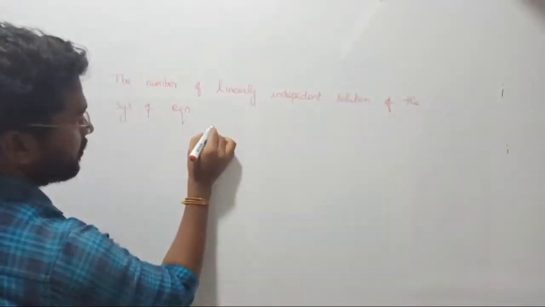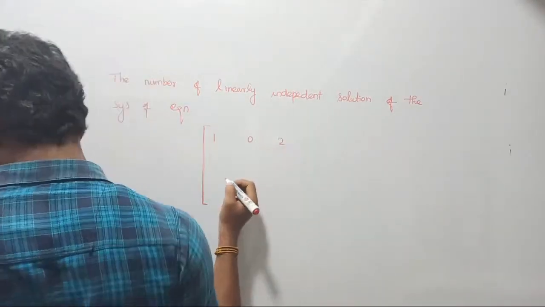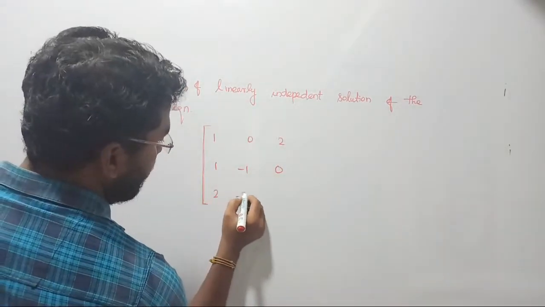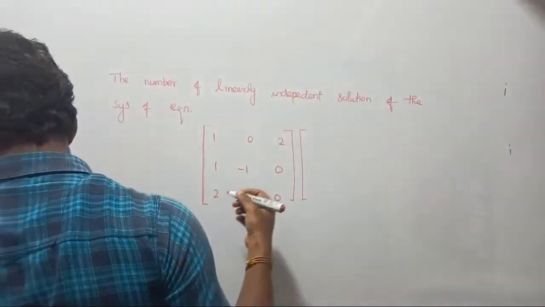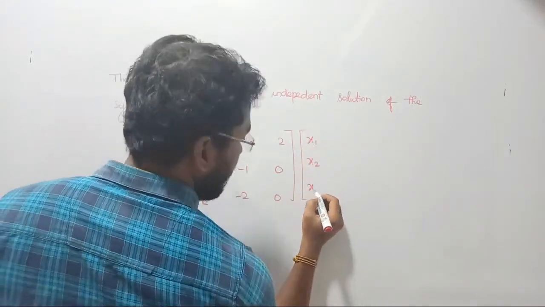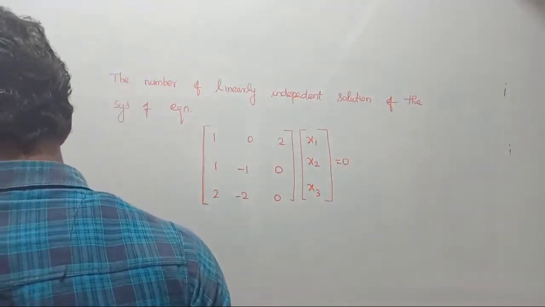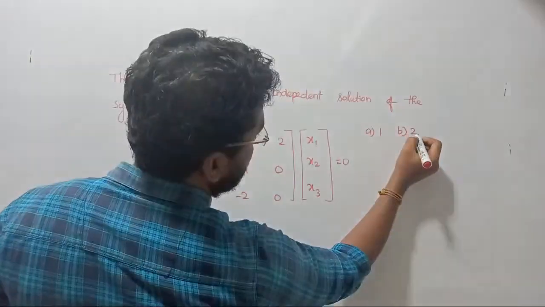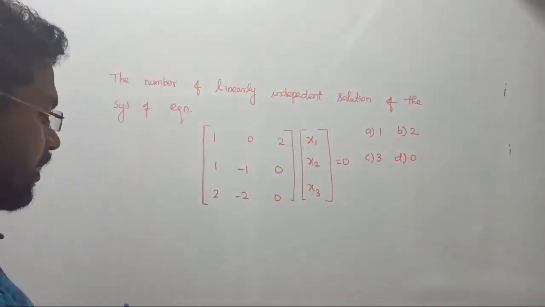let me write the system first. In the system we have 1 0 2 in the first row, 1 minus 1 0 in the second, 2 minus 2 0 in the third, that is what they had given, multiplied by x1 x2 x3 equal to 0, that's all. They are asking for the number of linearly independent solutions. Options they had given: option A 1, option B 2, option C 3, option D 0, right? Let's check the possible answer for this one.